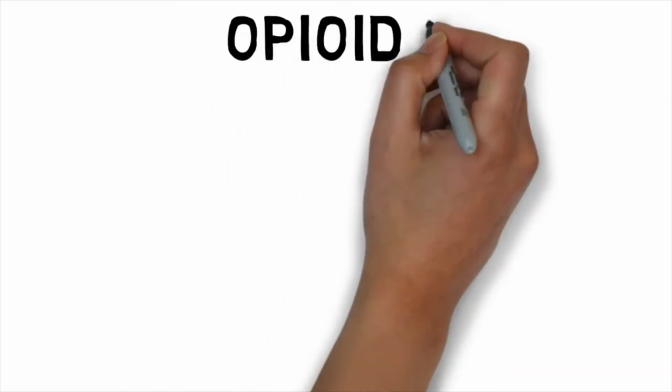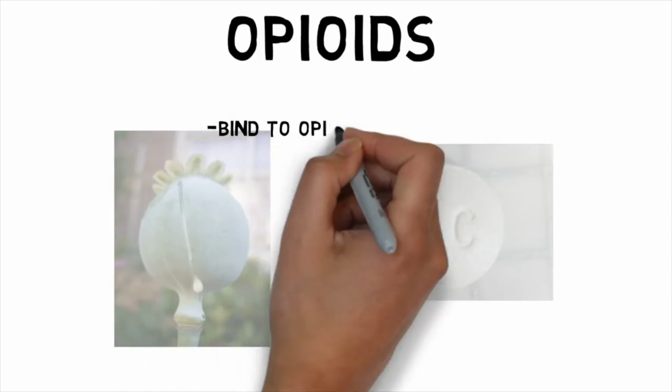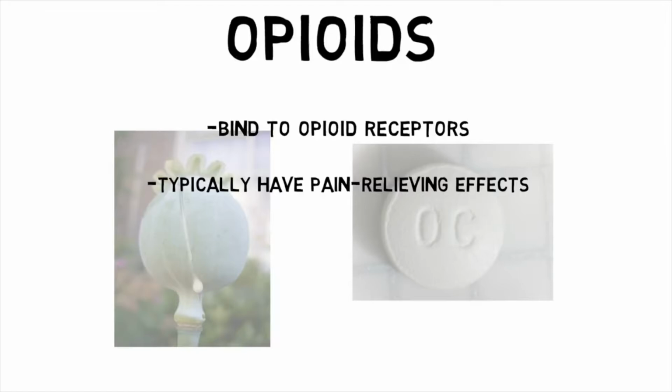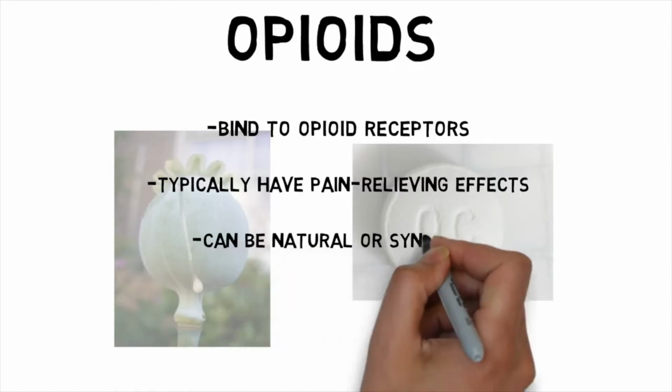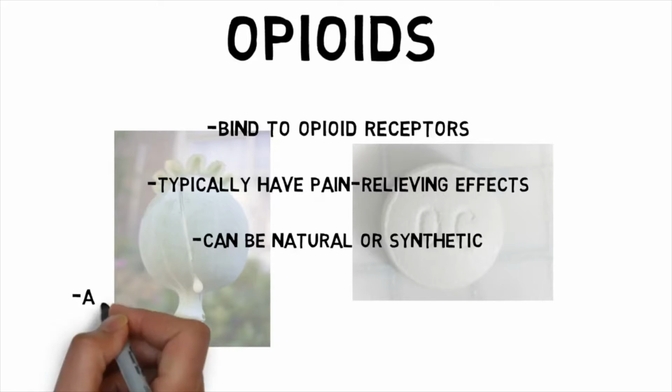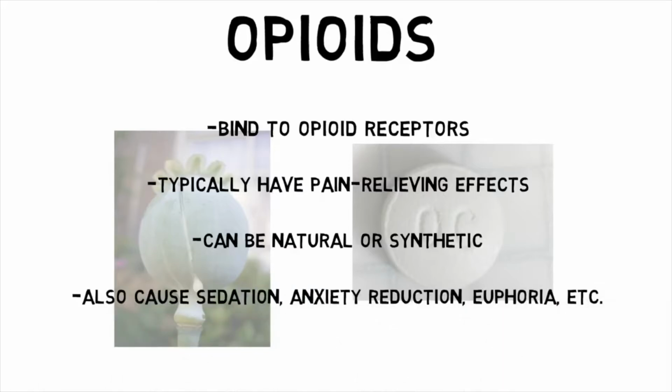The term opioid refers to substances that bind to opioid receptors, usually to exert pain-relieving effects. Opioids can be found naturally in the opium poppy, or they can be partially or completely synthetic. In addition to pain relief, opioids also cause sedation, anxiety reduction, and euphoria, along with a variety of other effects.